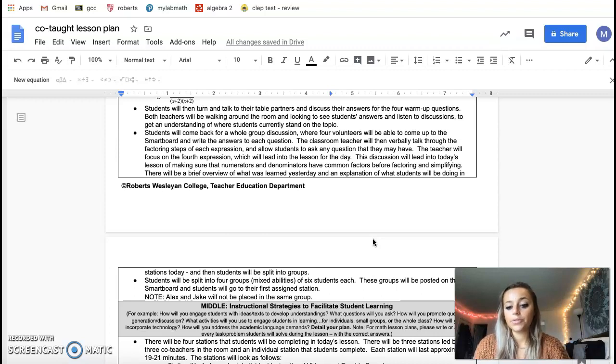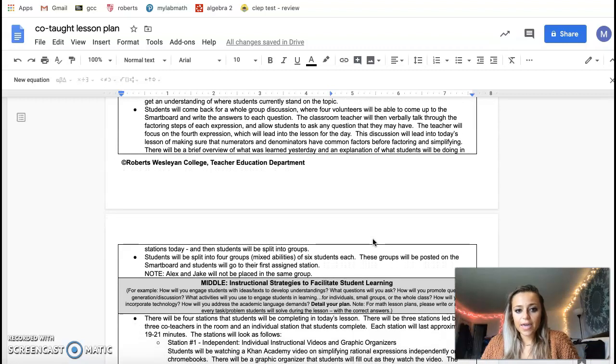and allow students to ask questions, which is really important to get that clarification and maybe emphasize a few things. And then the teacher's going to focus on the 4th expression because that's going to lead into the lesson. After that, there's going to be a brief overview of what was learned yesterday. So, a rundown, have students comment on the numerator and denominator being common, all of that stuff.